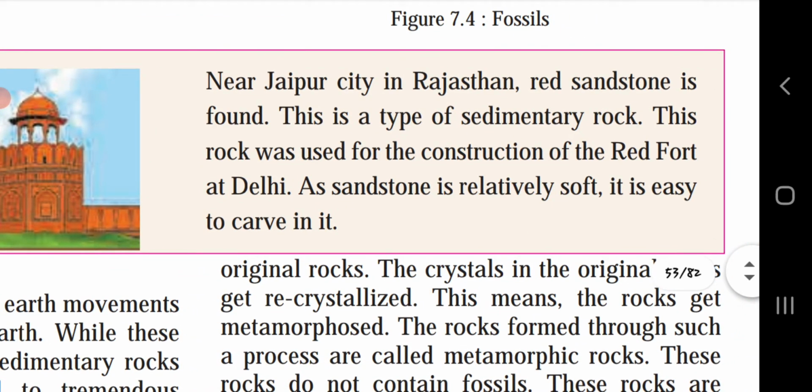Near Jaipur city in Rajasthan, red sandstone is found. This is a type of sedimentary rock. This rock was used for the construction of the Red Fort at Delhi. As sandstone is relatively soft, it is easy to carve in it.